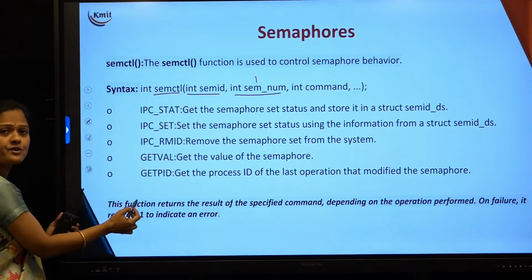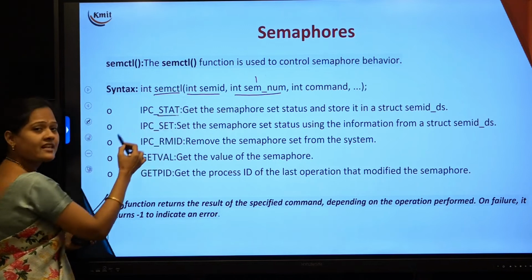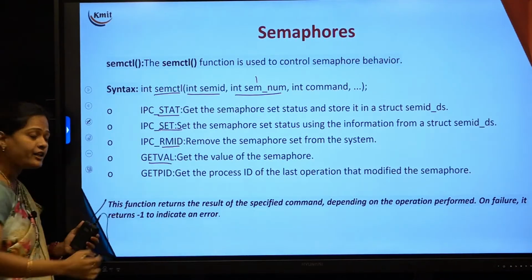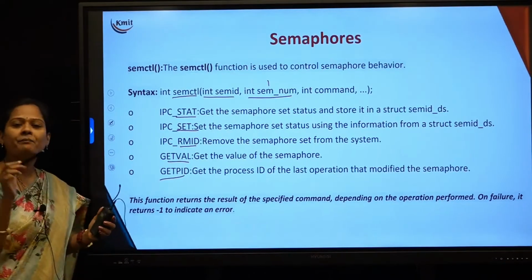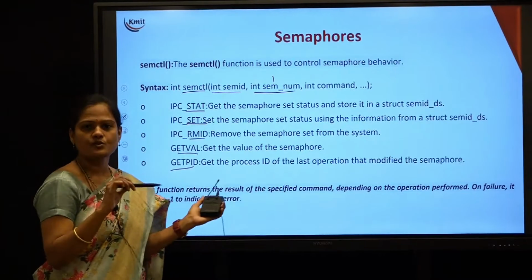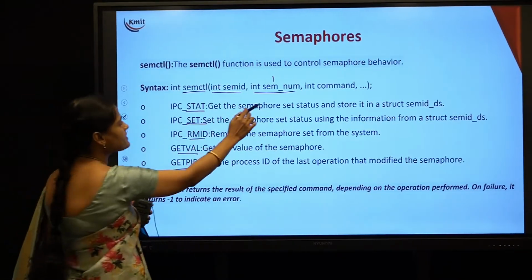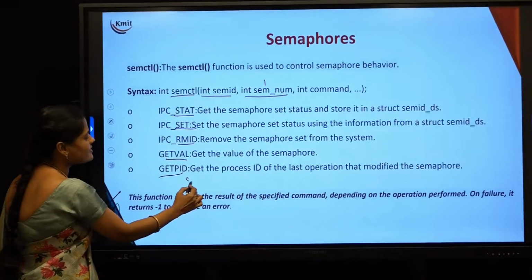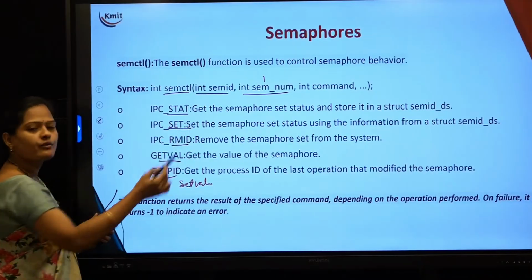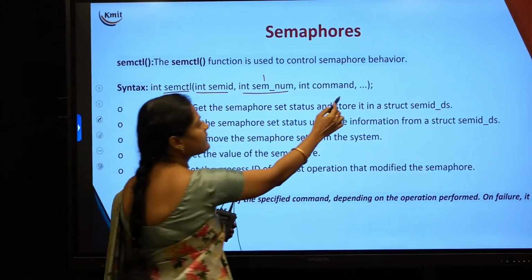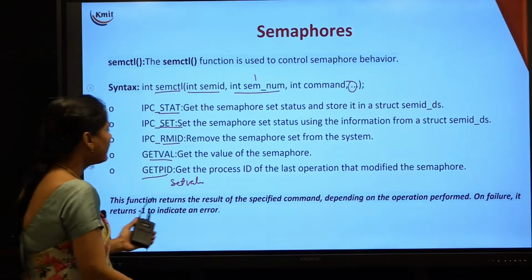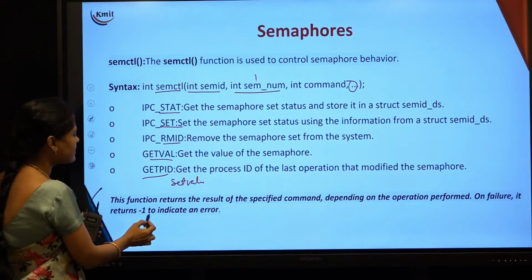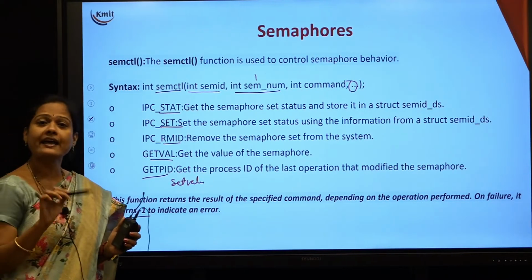These are the different types of commands you can give. You can get the status of it, you can set the status of it, you can remove the semaphore ID, you can get the value of the semaphore, and you can even get the PID of the process which is using this particular semaphore. That all comes under your third argument, depending upon the value you are using. Here you can even have a set value, so depending on that we use the fourth argument, otherwise this fourth argument is optional. The result provides you the output depending upon the control operation you are doing, otherwise it returns -1, indicating that there is an error in the function.